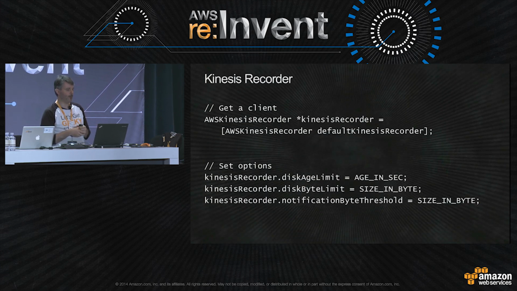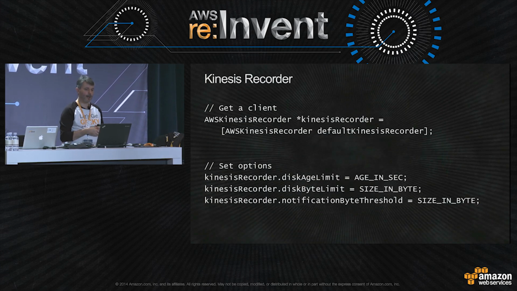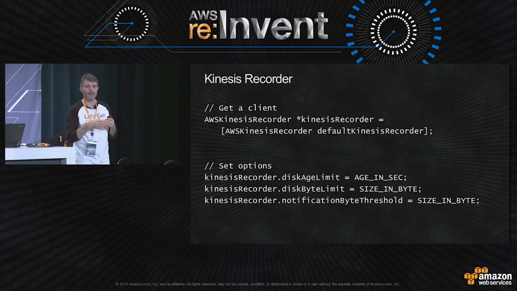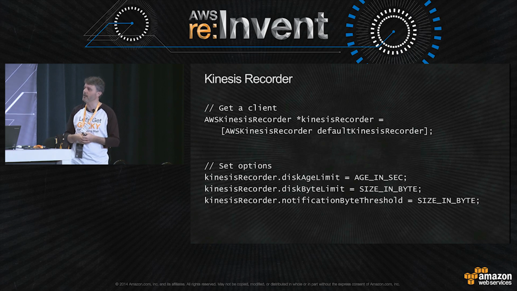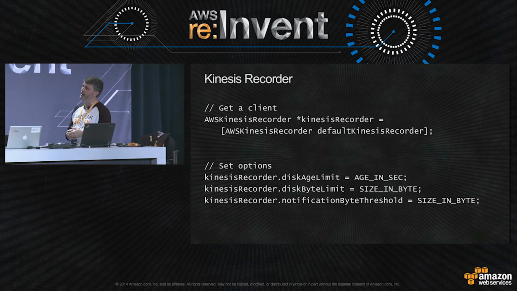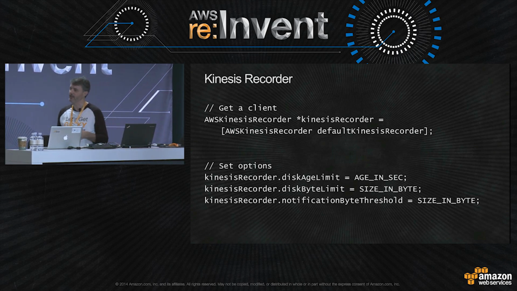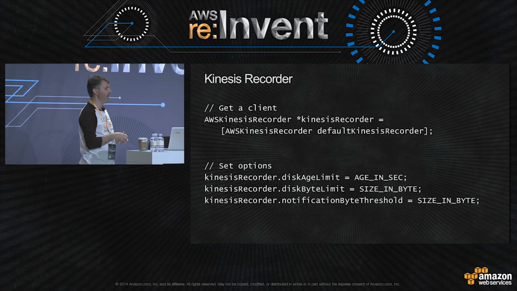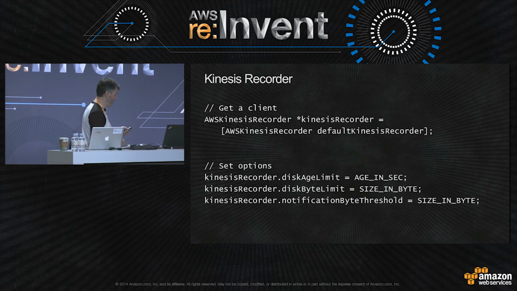You create a Kinesis recorder class, and you can fine-tune the behavior of the recorder. You can give us the size of the cache or the maximum age of the data in the cache before pushing the data to Kinesis. Your application will receive a notification when the cache is full, so you can register to listen for that notification and react to it.